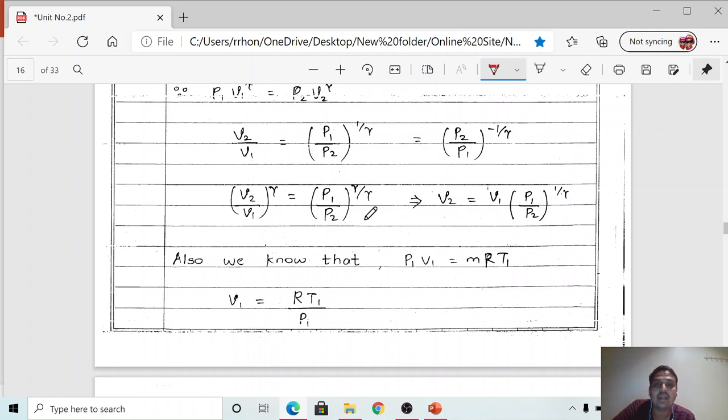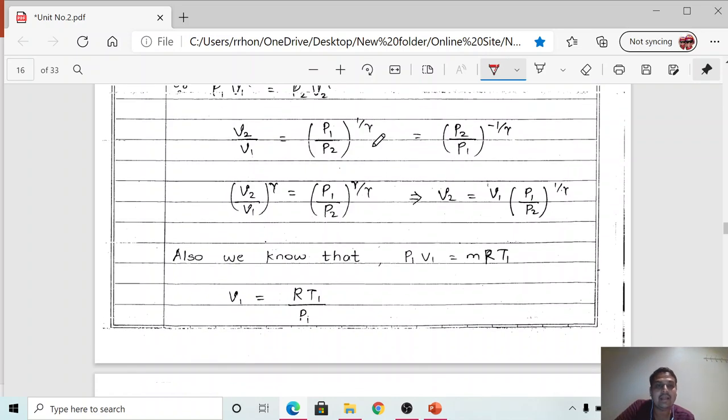Similarly, in this case, V2 by V1 raised to gamma is equal to P1 by P2 raised to gamma by gamma itself. So finally, we can write the equation V2 is equal to, taking this V1 term over here, V1 into P1 by P2 raised to 1 by gamma. So we can write the equation V2 is equal to small V1 into P1 by P2 raised to 1 by gamma.